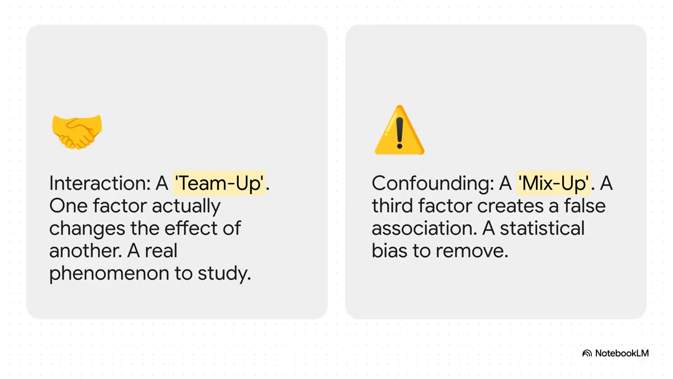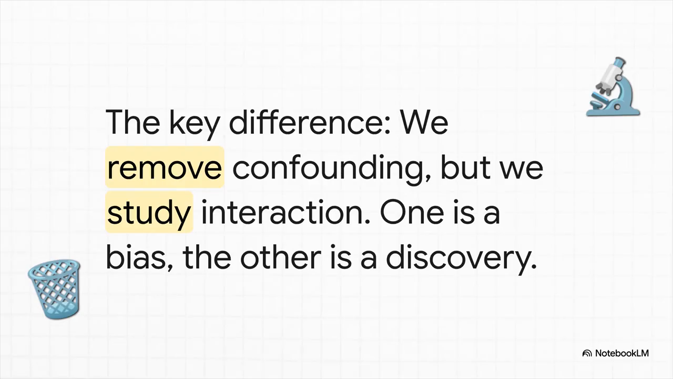I think this analogy makes it super clear. Think of interaction as a team-up. The two factors are genuinely working together or maybe against each other, creating a real biological effect. Confounding, on the other hand, is a mix-up. It's like a statistical illusion. It's a third wheel that's connected to both your risk factor and your outcome, and it creates a false link that isn't really there.